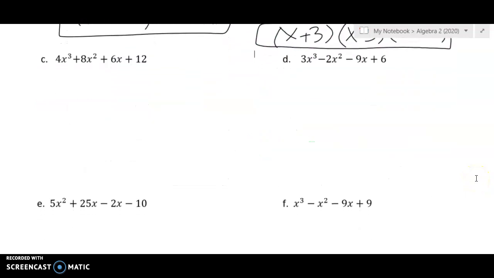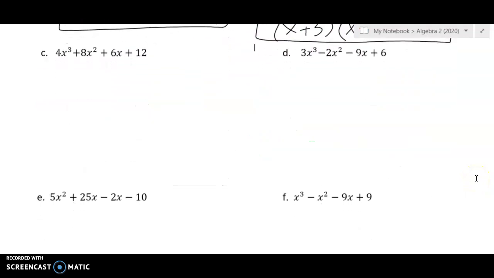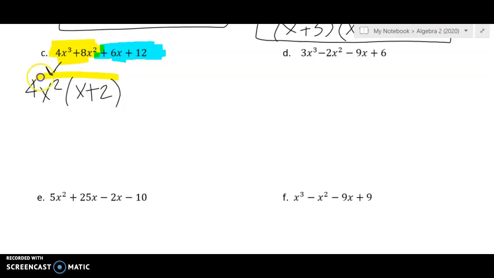Okay, let's do a few more. Problem C. 4 terms. I grouped the first 2. That's yellow. I grouped the second 2. That's blue. Let's do GCF of the yellow. I'm going to take out 4x squared. That's going to leave me with x plus 2. That's the yellow. Then do the blue. The blue part I could take out a positive 6. That would leave me with x plus 2 on the inside.